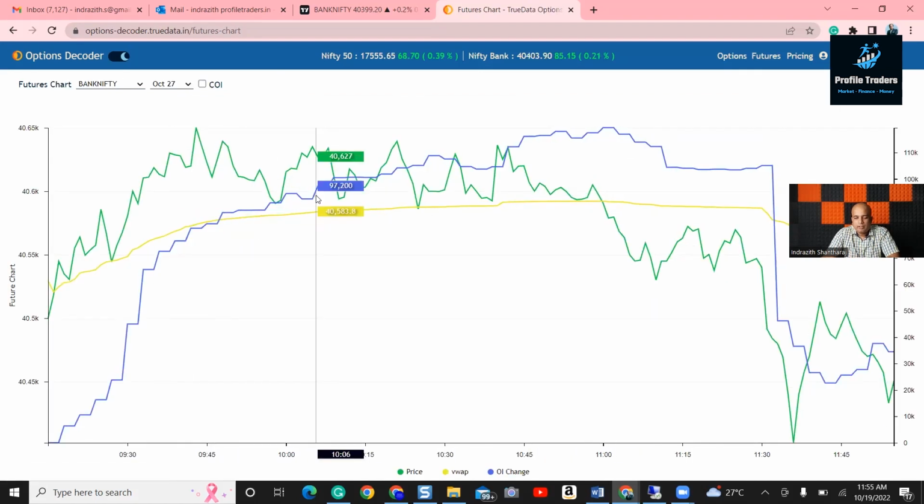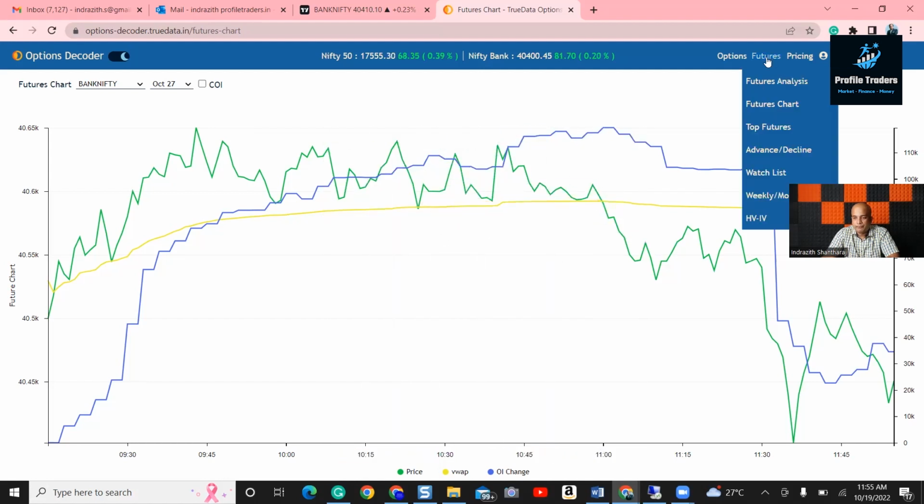So again you can go to the futures chart. This chart plots future price along with VWAP and OI change. So this green line is future price, yellow line is VWAP, and blue line is OI change. Some traders prefer to analyze VWAP, OI along with the price, so they can use this information.